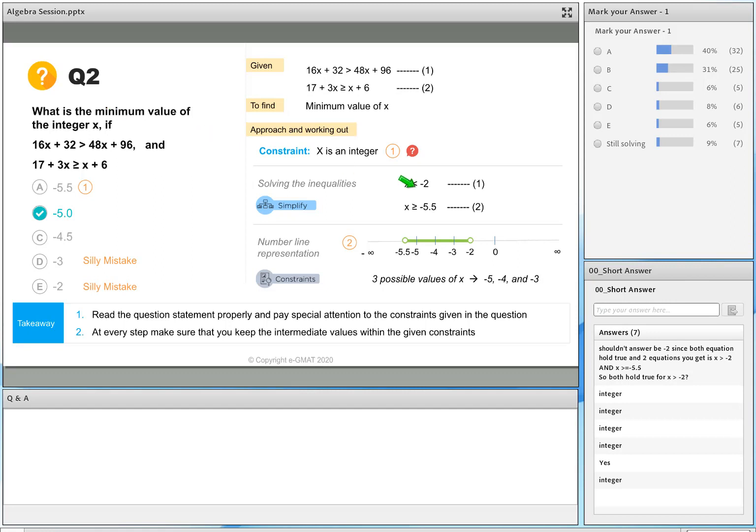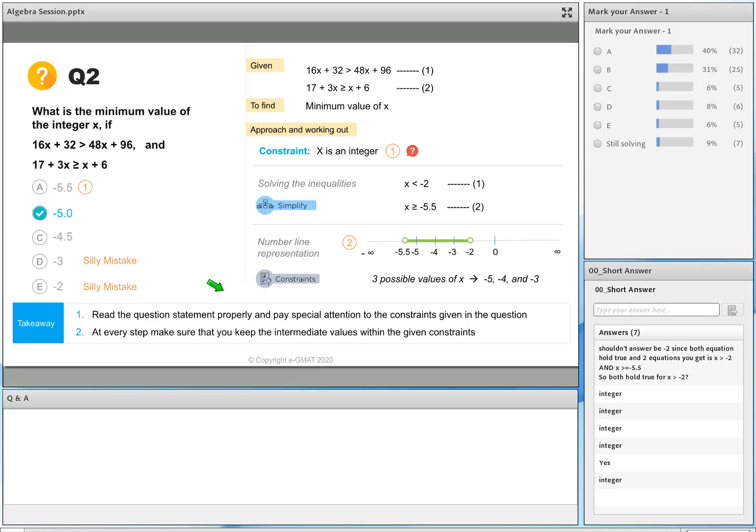Also, x less than -2 is what I have, not less than equal to -2. Put it in the first one. So it will not work. -2 is not going to work. You don't even get that in the first inequality. How is that going to work further?